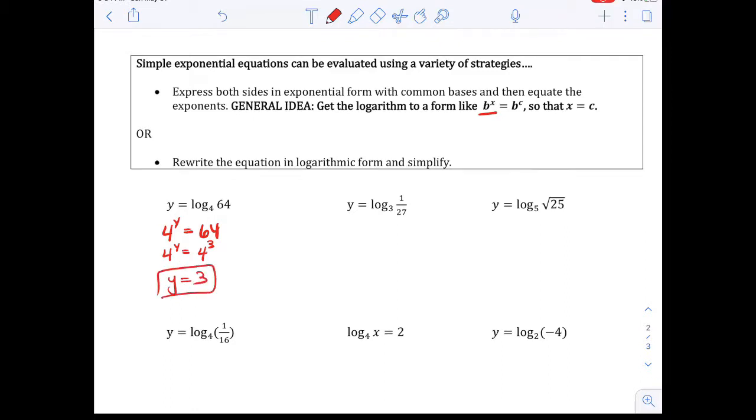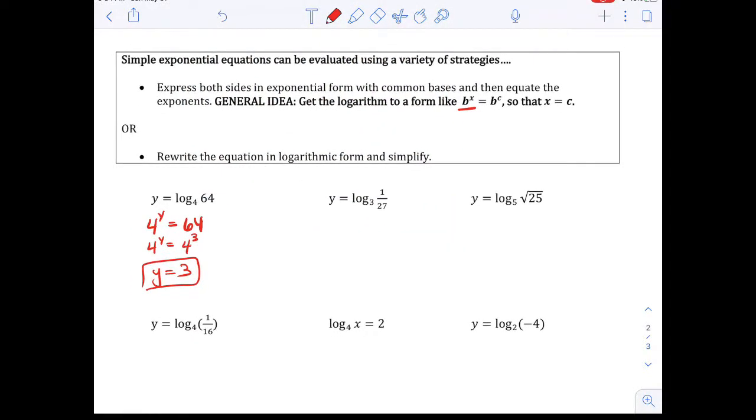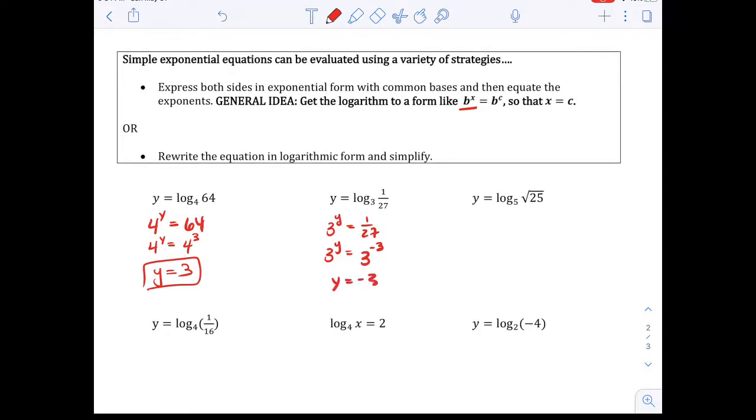We're just equating these exponents here, y and 3. They must be equal to each other because they have the same base. We'll keep going here. Next one, if I write in exponential form, it'll be 3 to the power of y is equal to 1 over 27. Well, that 27 is on the bottom, so when it comes up, the exponent's going to be negative. And 3 to the power of 3 is 27, so it's got to be negative 3. So if I'm equating those exponents because they have the same base now, y is equal to negative 3.